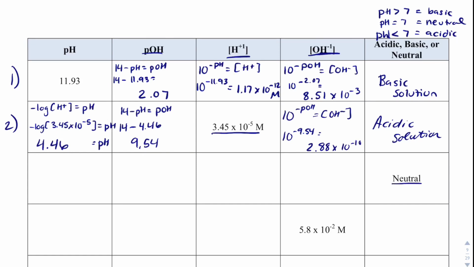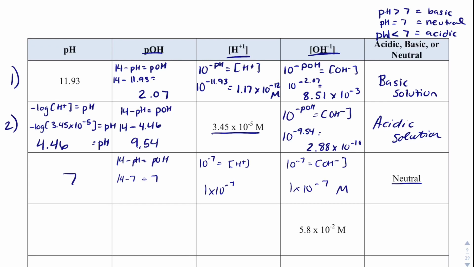If I'm neutral, my pH is 7, which means 14 minus pH equals POH. So 14 minus 7 equals 7. I take 10 to the minus 7 equals H plus. So I get 1 times 10 to the minus 7, and that 1 is not necessary. You could just say 10 to the minus 7. And then 10 to the minus 7 equals hydroxide. And we get 1 times 10 to the minus 7, and this is molarity.